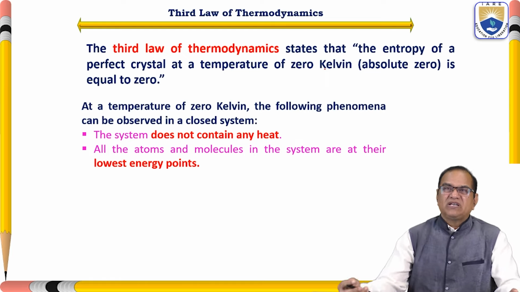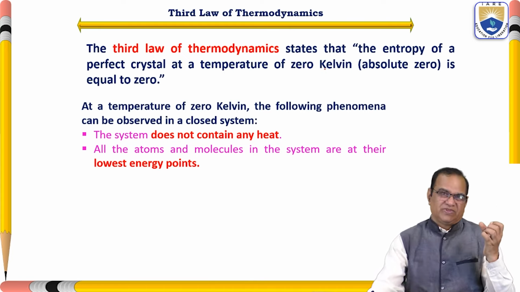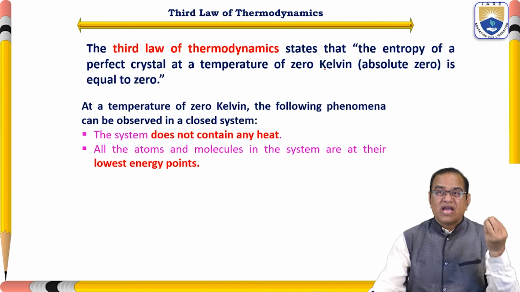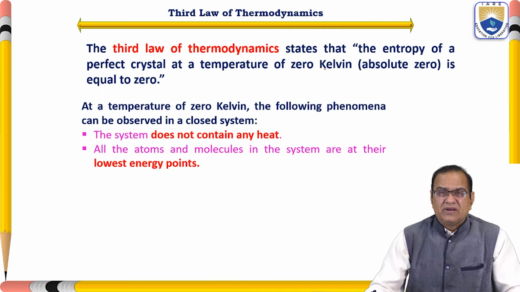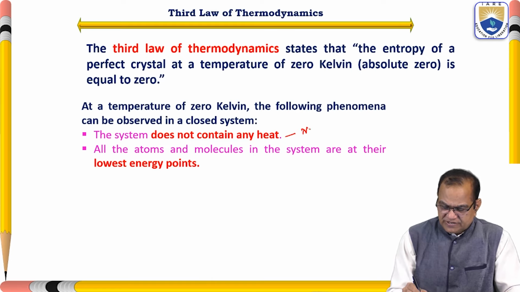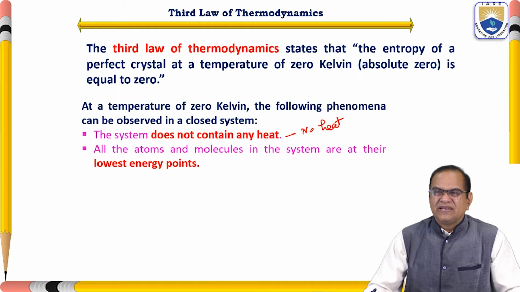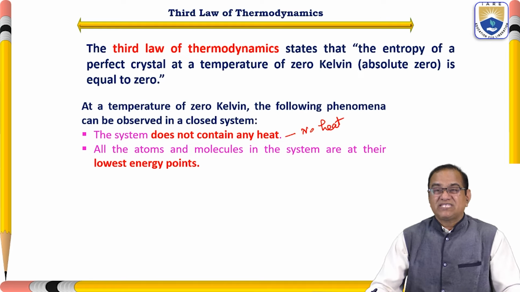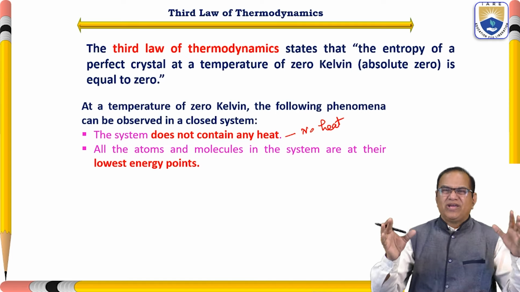At a temperature of 0 Kelvin, the following phenomena can be observed in a closed system. So, what happens to a system at 0 Kelvin, the absolute temperature? The system does not contain any heat. So the first thing is no heat; the system will not have any heat in it. All the atoms and molecules in the system are at their lowest energy point, at a very, very low energy level.